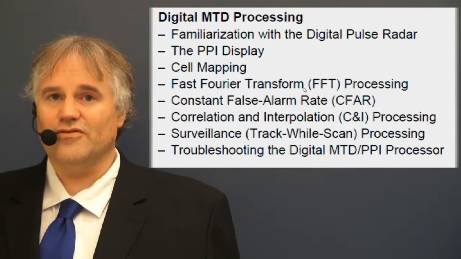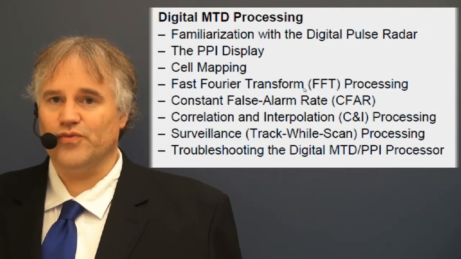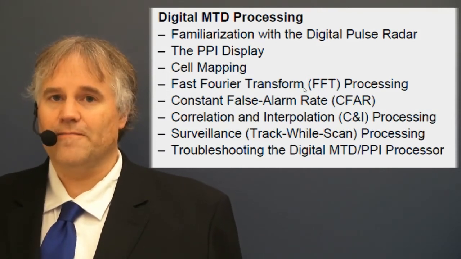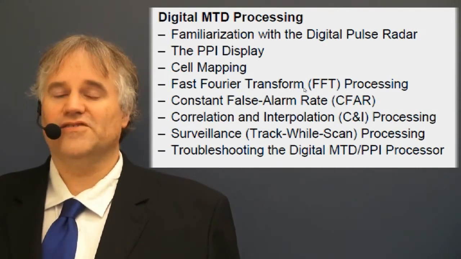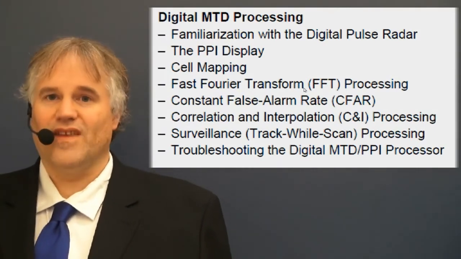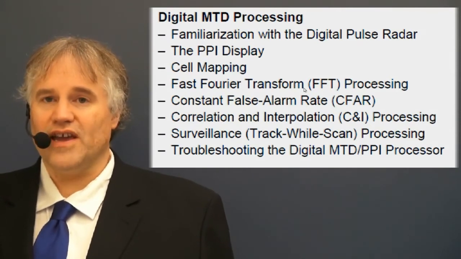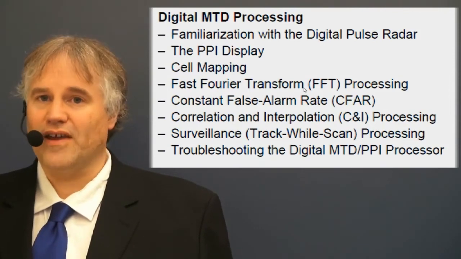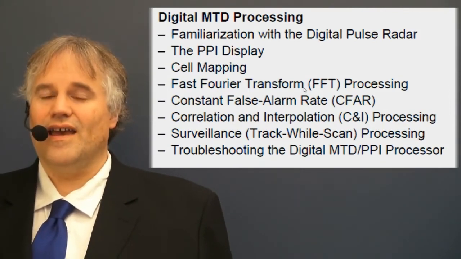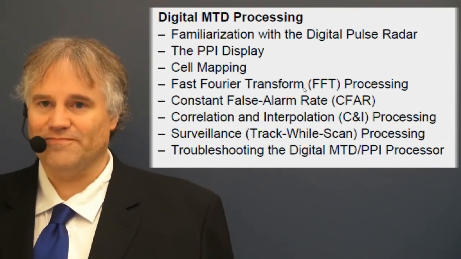This level also includes the digital MTD processing, which familiarizes the students with the digital pulse radar, with the PPI display, cell mapping, fast Fourier transform processing, CFAR constant false alarm rate, correlation and interpolation processing, surveillance track while scan processing, and an exercise on troubleshooting the digital MTD PPI processor.